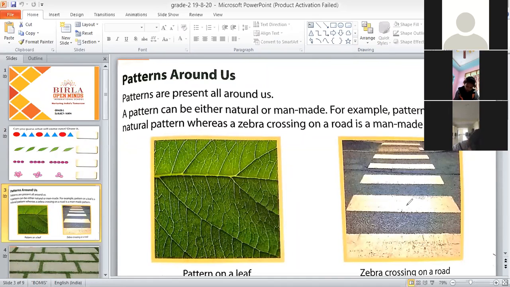If a pattern is made by a human being or made by a man, then that pattern is known as a man-made pattern. So there are many man-made patterns and natural patterns. So I'll be sharing pictures with you just to get a clear idea what is a man-made pattern and what is a natural pattern. Okay. A natural pattern is one which is not made by man. Okay. So now you have to tell me about this picture whether this is a man-made pattern or a natural pattern. Okay.